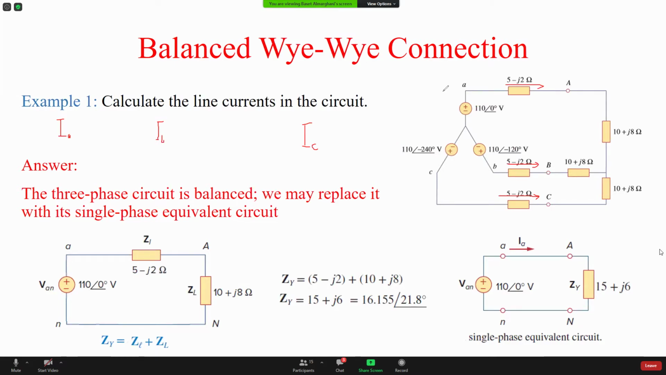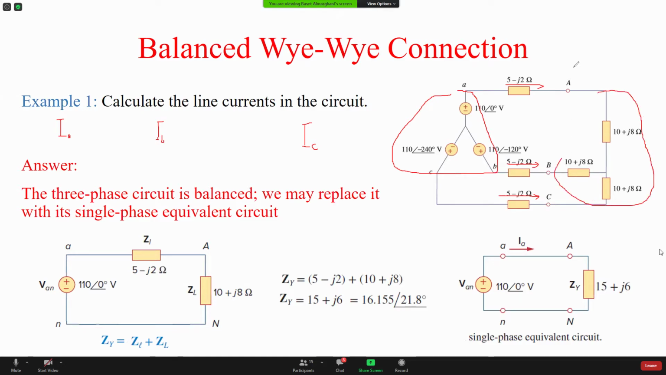This is the load, this is the source, Y connection, and this is the load, Y connection. And this is the transmission line, where the lines are here. So one more time. This is the load. Look at the connection, it's Y. This is the source. This is the load. Look at the connection, it's Y.